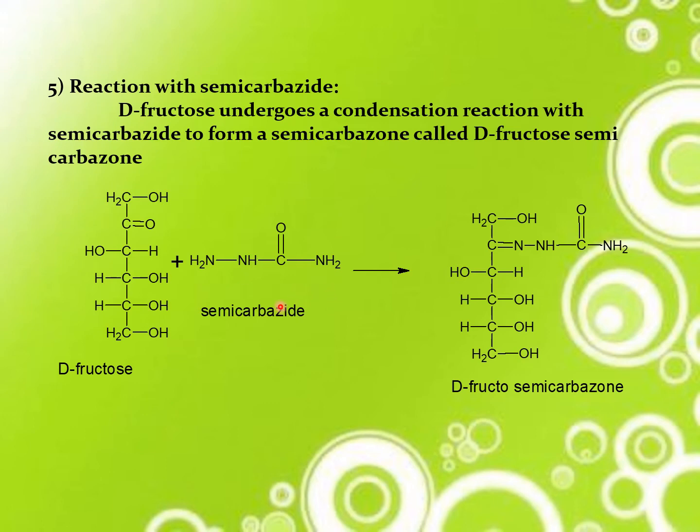Now the reaction is taking place at the C2 and this hydrogen. This oxygen and these two hydrogen are going to eliminate as water molecule. We arrive with this product, D-fructose semicarbazone. The remaining C double bond NNHCO NH2 is attached with this keto position.